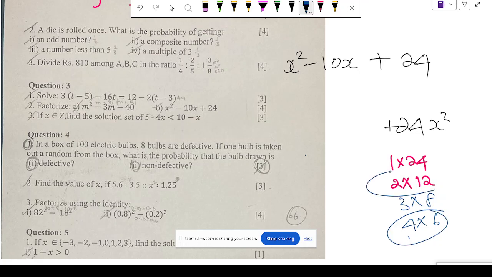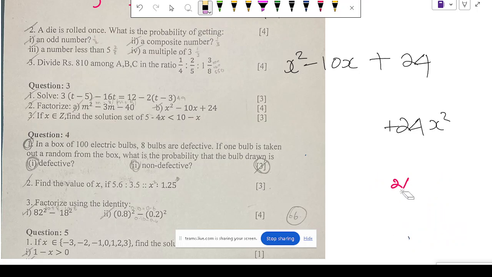What about 2 and 12? It's a tricky question actually, not tough. What about 2 and 12? When you subtract 12 and 2, do we get 10? Yes, sir. But I tried it with 2 and 12, but it was a little complicated, sir. Yeah, so 4 and 6 was easier.